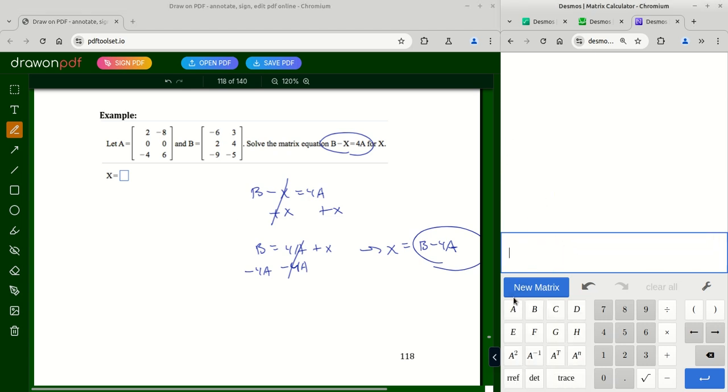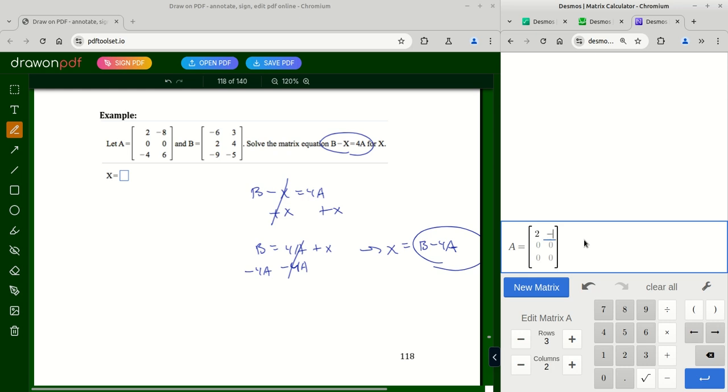Man, I'm looking at it like, man, do I really have to do this? But I guess.